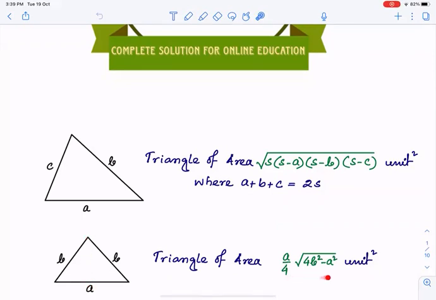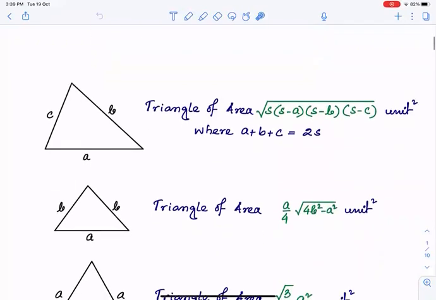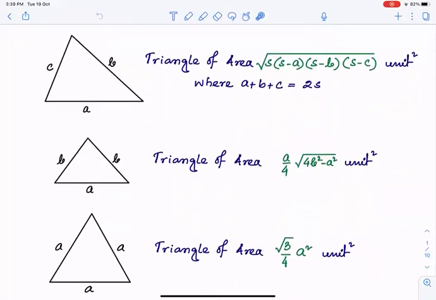Okay, so when we are plugging it into the area form, we are getting the area of the isosceles triangle as a by 4 into root over 4b square minus a square, where b is the equal sides length. If we get to an equilateral triangle, then due to the same reason, b will be replaced by a. Now all three sides are having length a. So area of such a triangle will be root 3 by 4 into a square unit square. So always remember, when we are going for area, it's square units.